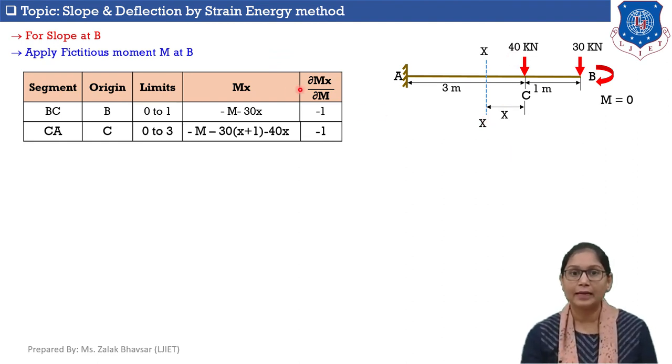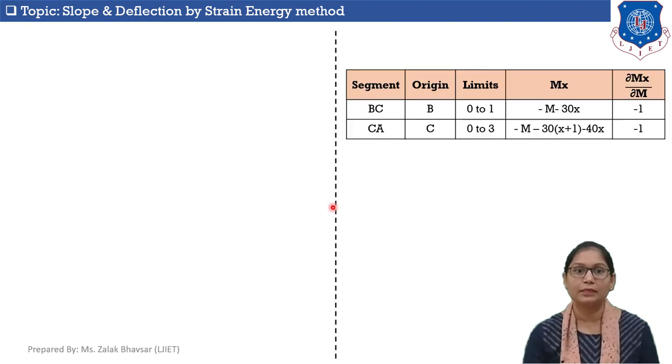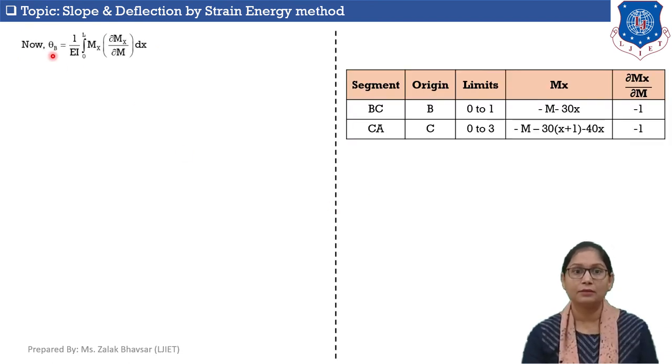Now, del Mx upon del m for this condition will again be minus 1, because the multiplication of m here is minus 1. Now, let's calculate theta B using the equation. So, here is the equation. Theta B is equal to 1 upon EI integration of Mx into del Mx by del m dx, with limit 0 to L. Similarly, as we did earlier, here we will apply the equation for segment BC and segment CA separately and then we will add both.